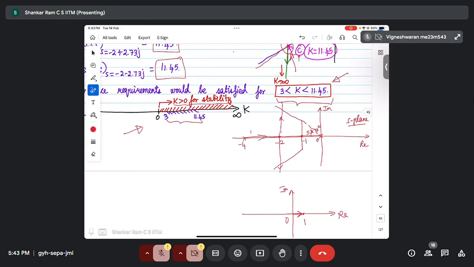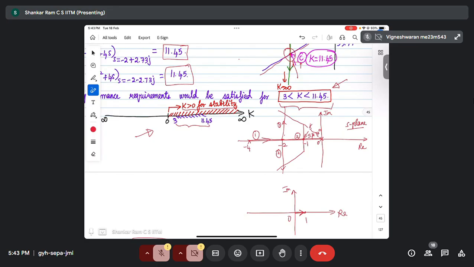Now, let's say this we call branch 1, this we call branch 2. The question is, under what range of k do both branches 1 and 2 lie within the open trapezoid? Because once again, for performance, we need all the closed loop poles to lie in the open trapezoid. That is why we ascertained the value of k at -1, because branch 2 enters the open trapezoid only at this point. Before that, it was outside the open trapezoid, which correlated to the performance criteria. So that is why we started from here.